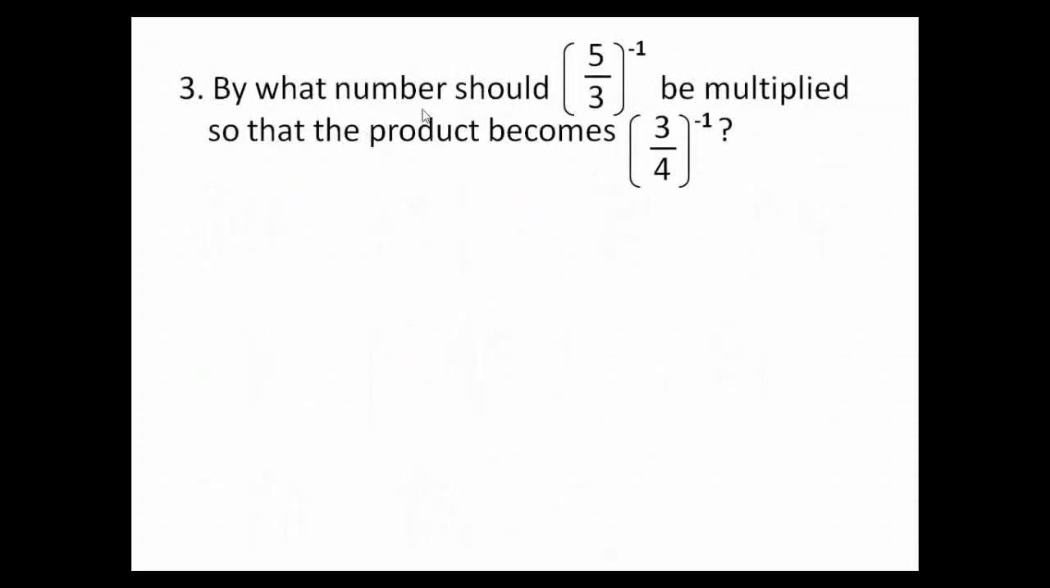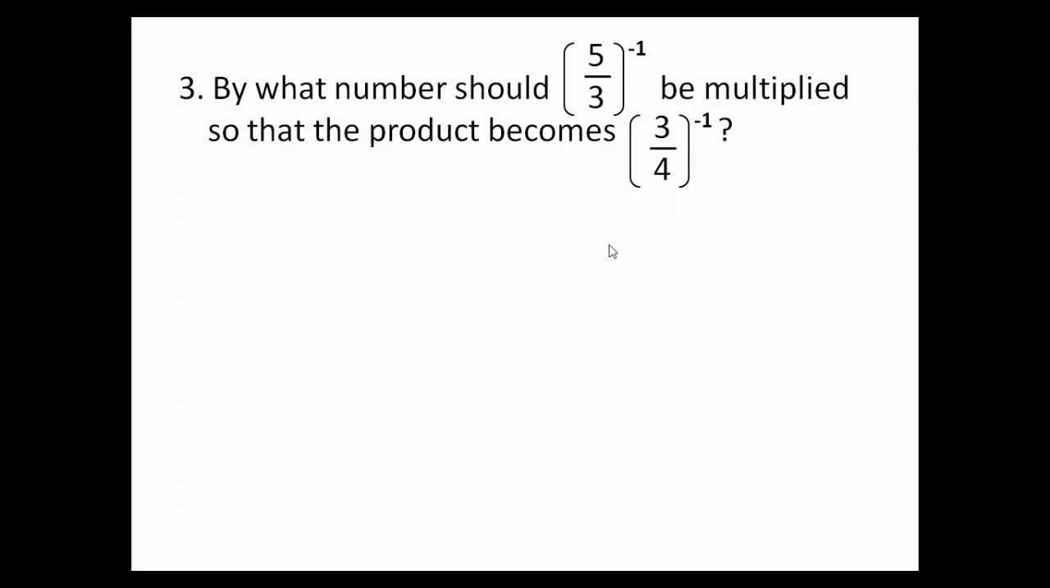Next, by what number should (5/3) raised to the power -1 be multiplied so that the product becomes (3/4) raised to the power -1?